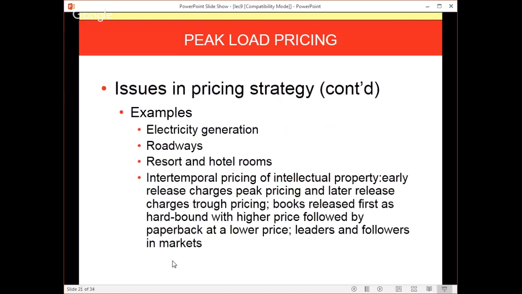So, intertemporal pricing of intellectual property. Early releases charge peak pricing, and later releases charge drop pricing. For instance, books, when they're first released, are released in hardbound, and then later they'll go to soft copy at a lower price. And well, you guys are students, so you know that textbooks love to do this.